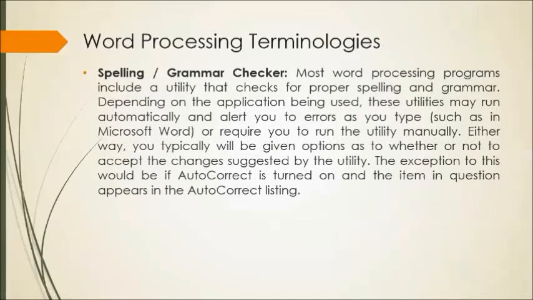Spelling or grammar checker. Most word processing programs include a utility that checks for proper spelling and grammar. Depending on the application being used, these utilities may run automatically and alert you to errors as you type, such as in Microsoft Word, or require you to run the utility manually. Either way, you typically will be given the option as to whether or not to accept the changes suggested by the utility. The exception to this would be if autocorrect is turned on and the item in question appears in the autocorrect listing.